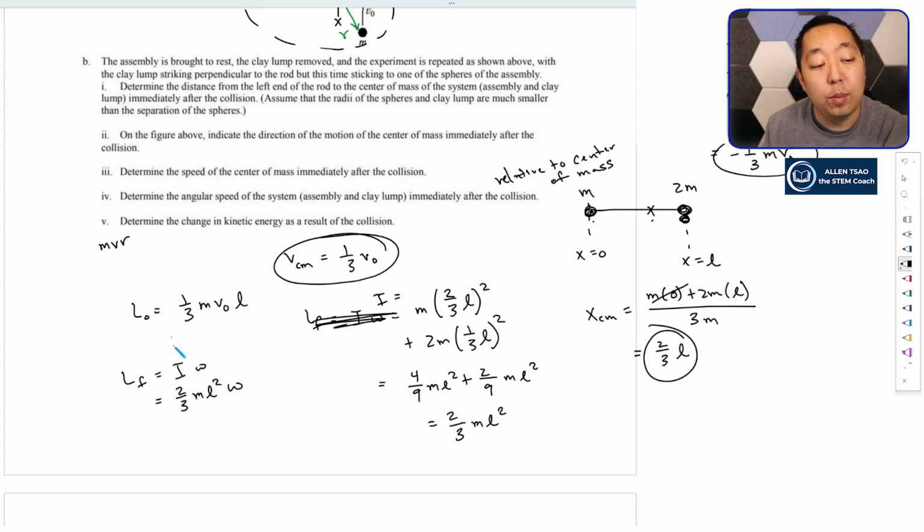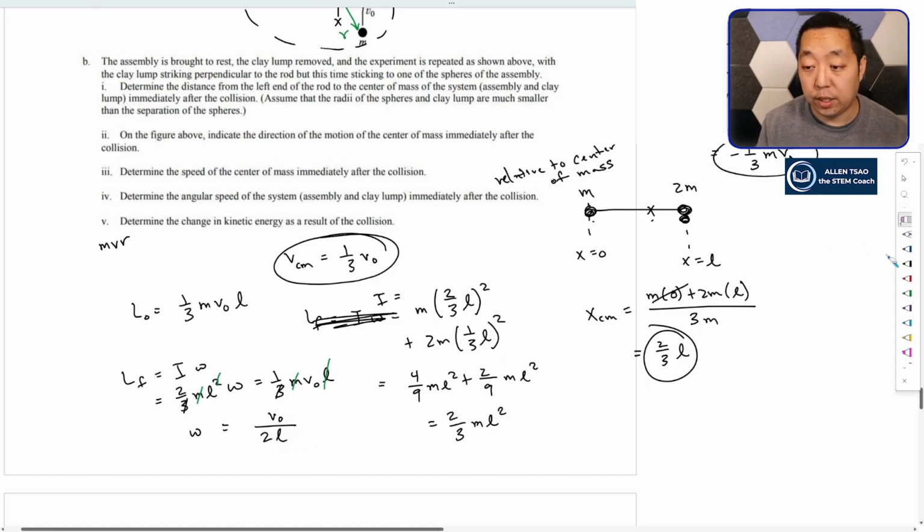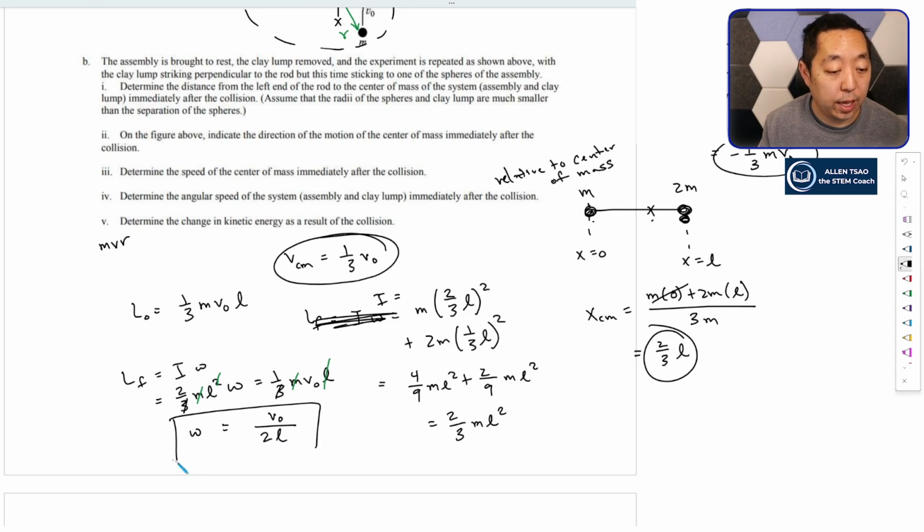And so the final angular momentum is just I times omega, which is 2/3 ml squared times omega. By conservation of angular momentum, we set it equal to 1/3 m v0 times L. Let's do a little bit of canceling. One of the L's will cancel, the m's will cancel. We want to solve for omega, so we divide by L. The 3's will cancel, and divide by 2. So omega is then going to equal v0 over 2L. I think I did that right. Okay, like that.